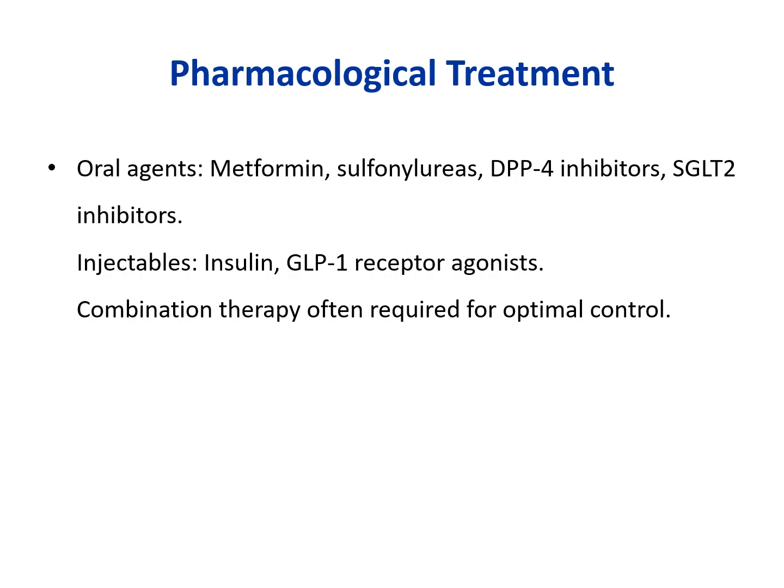So now we will also study what pharmacological treatment is given to the patient. Oral agents, as we know, are metformin, sulfonylureas, DPP-4 inhibitors, and SGLT2 inhibitors. A few injectables like insulin and GLP-1 receptor agonists are given to the patient. Combination therapy is required for optimal control. Sometimes both injections and oral agents are given to the patient.